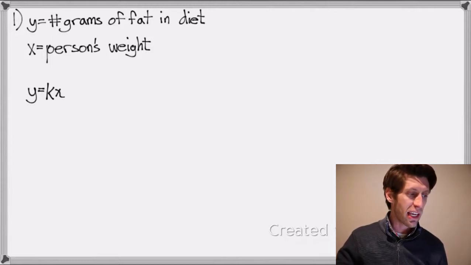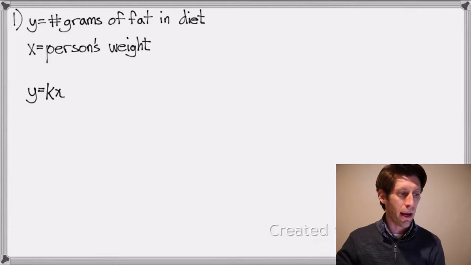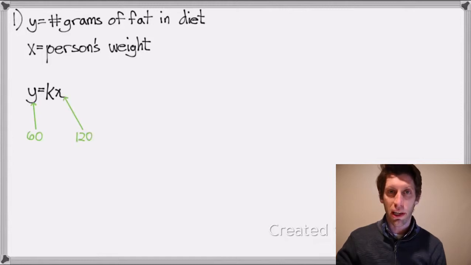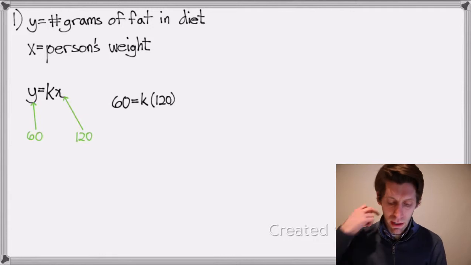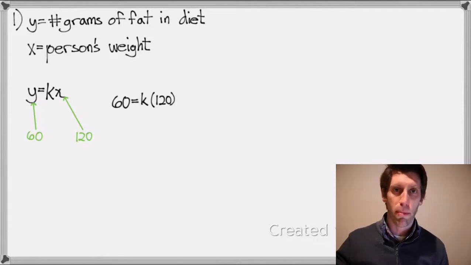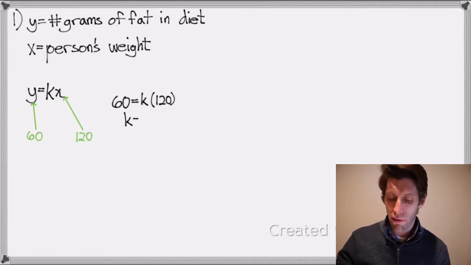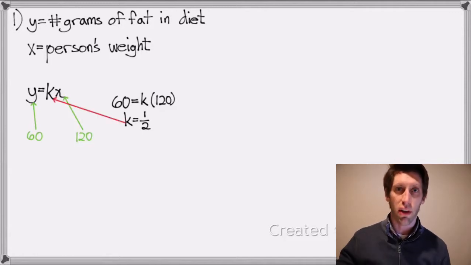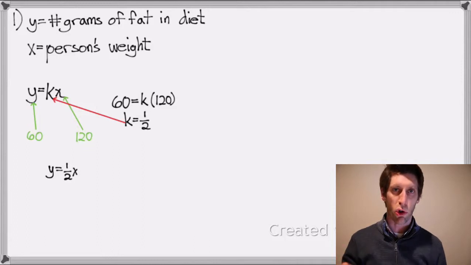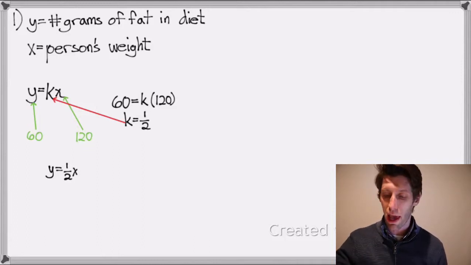You'll notice that in the second sentence, they tell us that a person weighing 120 pounds should have no more than 60 grams of fat in their diet per day. So what we're going to do is plug in 60 for y, which is the number of grams of fat in the person's diet, and 120 in for x, which is the person's weight. Once we plug those numbers in, what we get is 60 equals k times 120. This is a very straightforward linear equation to solve. Divide both sides by 120 and you get that k is 1/2. Now we're going to take that variation constant and plug it back into our generic variation equation. And that's going to give us our more specific variation equation, y equals 1/2 times x.